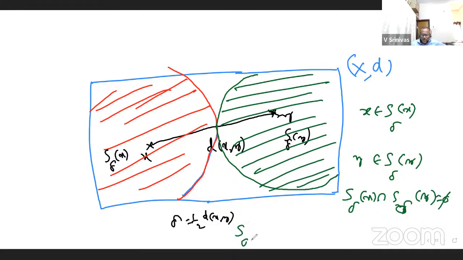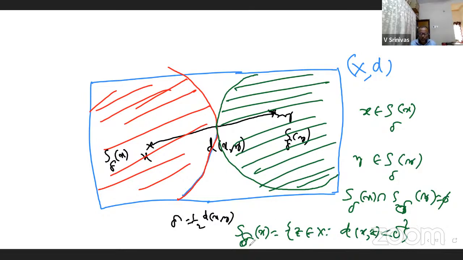Here, what do we mean by S delta of x? It is the set of all points z from capital X such that d of x comma z is less than delta. This is called the delta neighborhood of x, S delta of x. This is the set of all points z from capital X whose distance from x is less than delta. If you take a z from here, this distance must be less than delta. With all such points z, this delta neighborhood is formed. So if you take these two delta neighborhoods, these two will be disjoint.